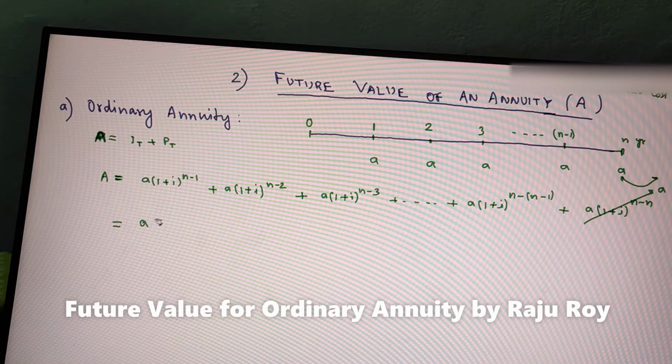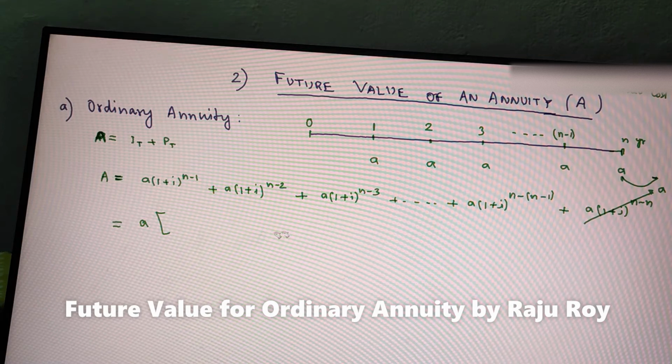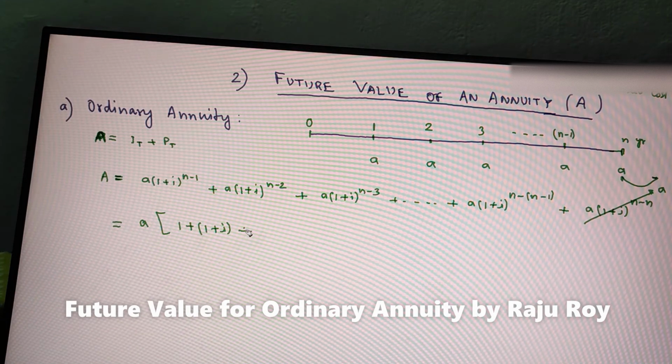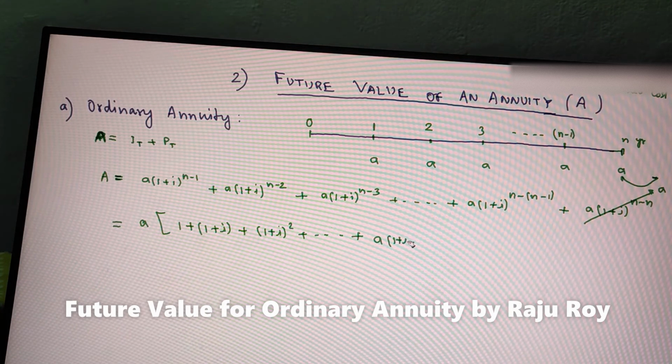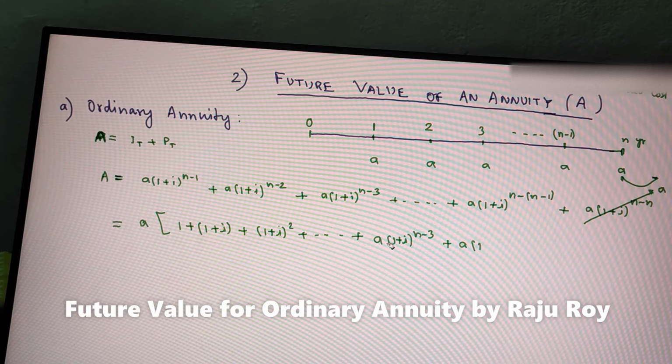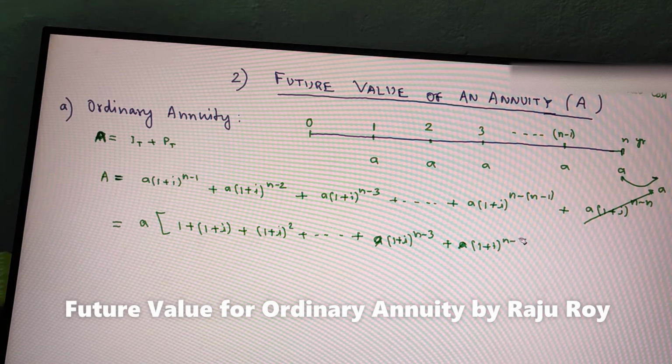So if I take A common and write from this side, this term will give you 1 plus (1 plus i) raised to the power 1, right? The next term will be (1 plus i) raised to the power 2, plus dot dot dot, plus (1 plus i) raised to the power n minus 3, plus (1 plus i) raised to the power n minus 2, plus (1 plus i) raised to the power n minus 1, right?